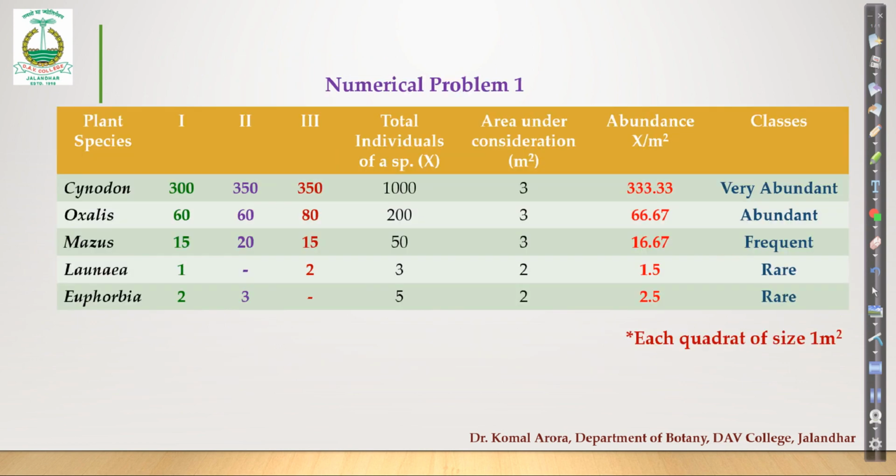Now this is a numerical problem. We lay a total of 3 quadrats and observe 5 plant species in that area. You have the number of plants of a species in these quadrats. So we had Cynodon 1000 plants in all 3 sampling quadrats, Oxalis 200, Nasus 50, Launia 3 and Euphorbia 5.